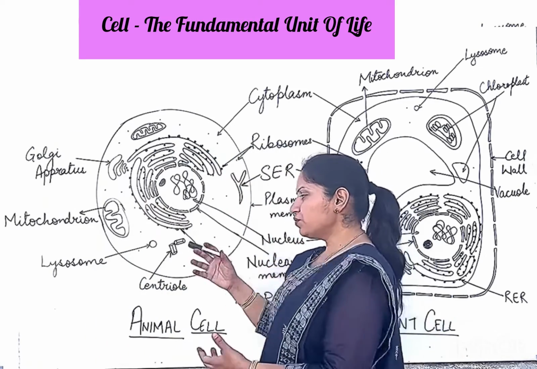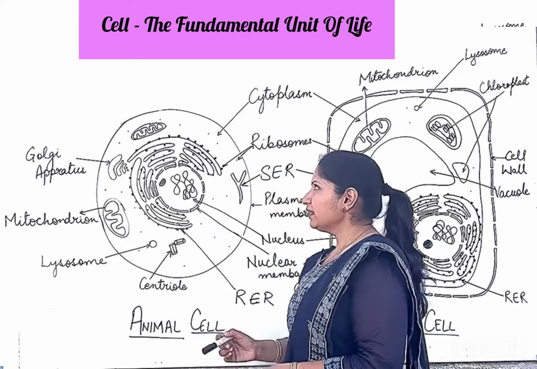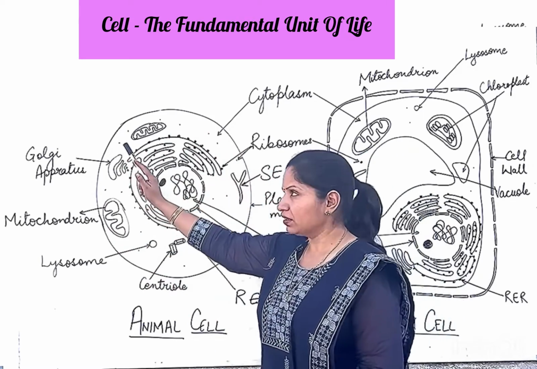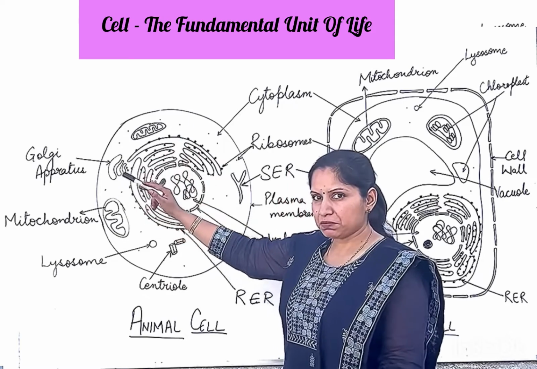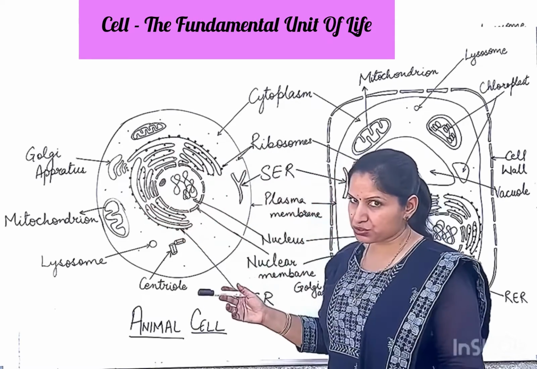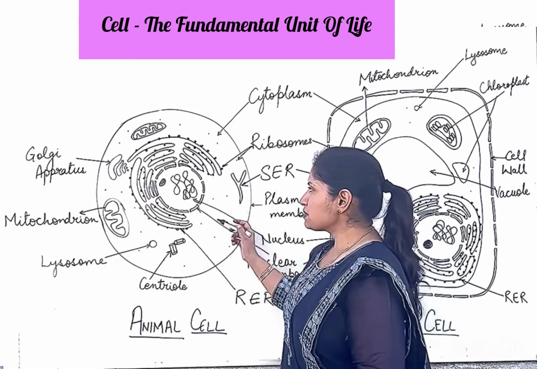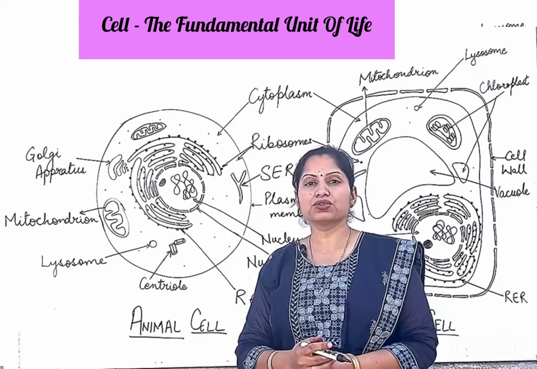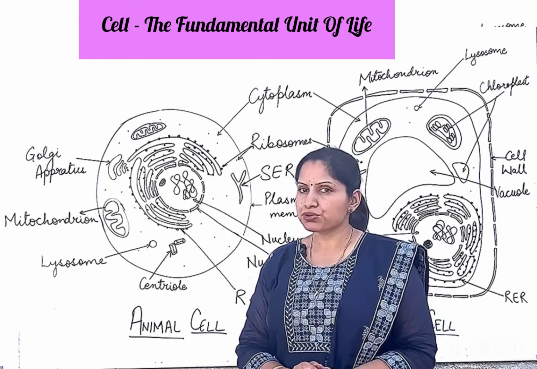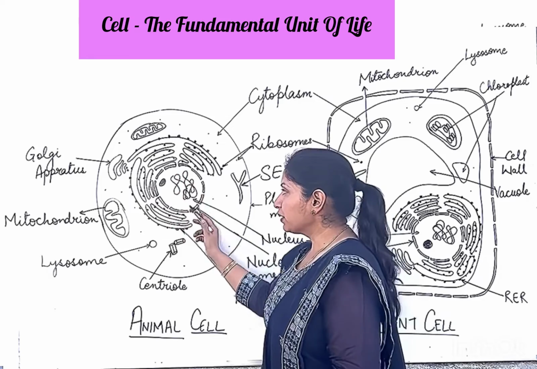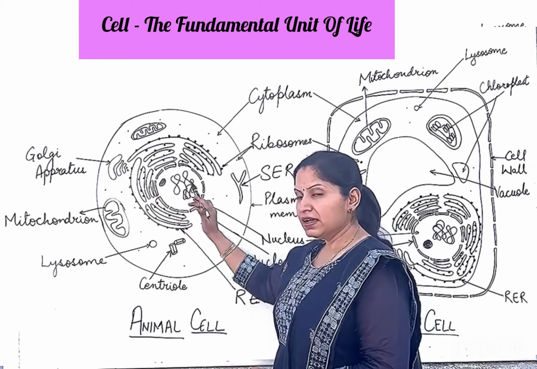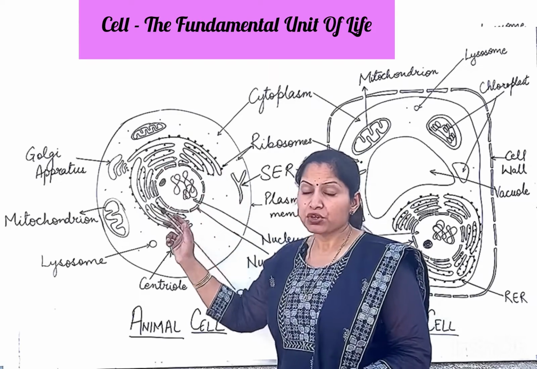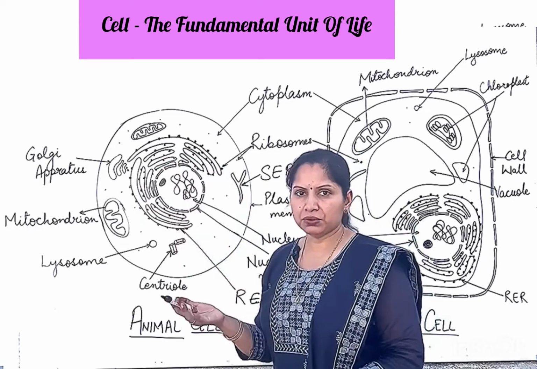So let's start our revision with the animal cell. In an animal cell, the outermost layer is the plasma membrane. The plasma membrane, I told you, is semi-permeable. It will allow things to pass through the cell. Apart from the plasma membrane, whatever contents are there inside the cell are known as protoplasm. Protoplasm includes the nucleus that is present in the cell and the liquid part of the cell, that is the cytoplasm. So protoplasm includes cytoplasm and nucleus.